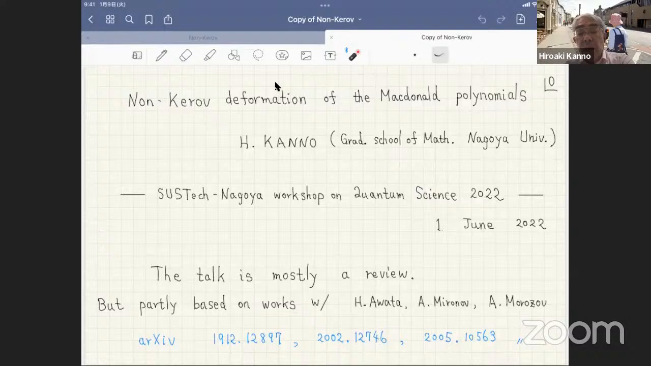And Professor Mironov and Professor Morozov, my collaborators in Moscow. The contents are posted in arXiv articles, three articles. Unfortunately, our collaboration stopped around two years ago due to the COVID-19 pandemic.